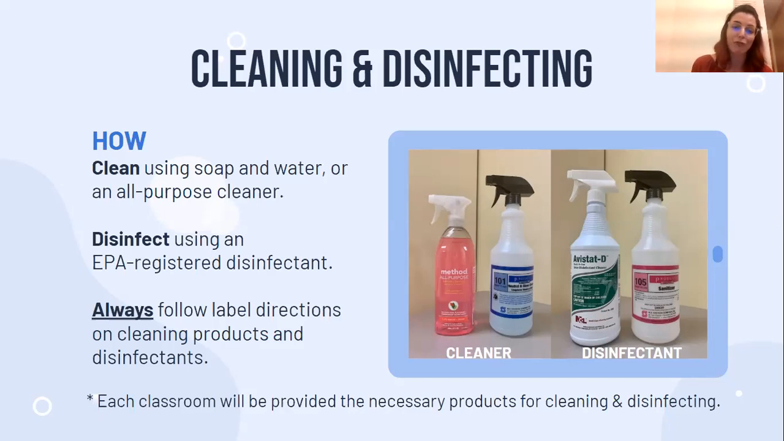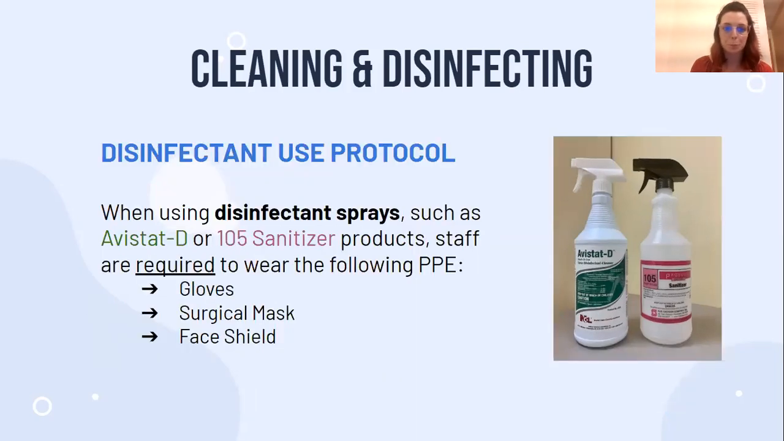Disinfecting using an EPA registered disinfectant. For us, that's going to be the Avastat D or the 105 sanitizer sprays. The purple wipes, those Sani wipes, are an interchangeable alternative. Unfortunately, they are very difficult to come by right now, so the sprays are more readily available and more accessible to us right now. So that's what we're going to use at our program sites. You are going to want to follow the label directions on our cleaning products and disinfectants, and of course, each classroom will be provided with the necessary products for cleaning and disinfecting their environments.